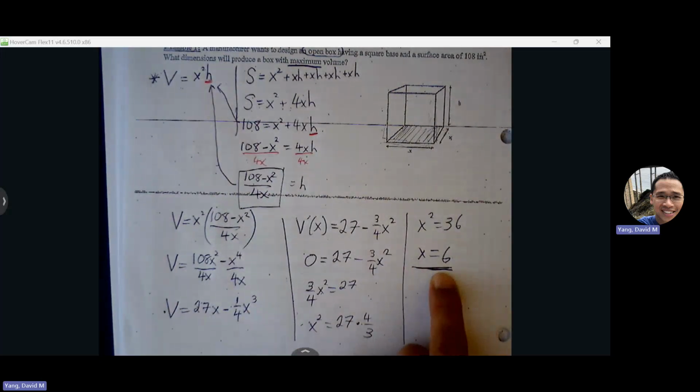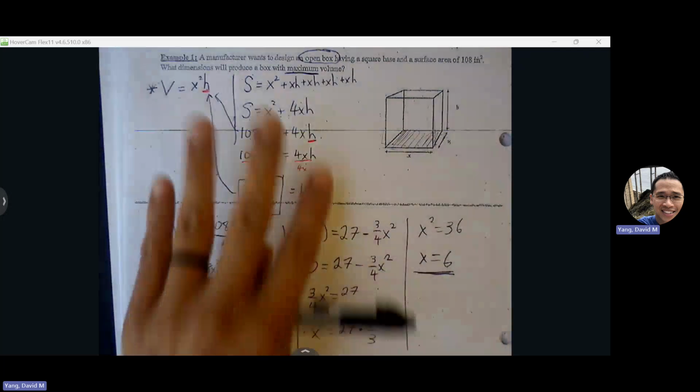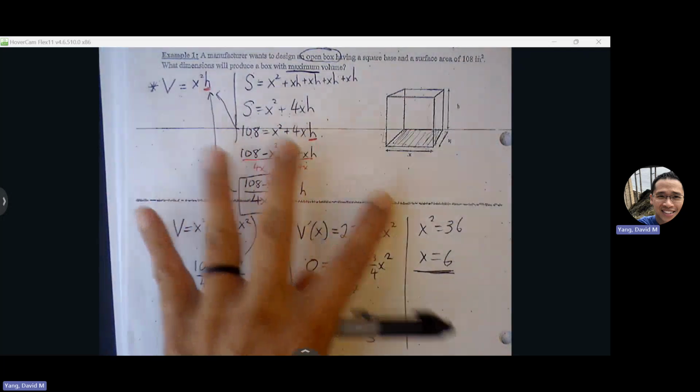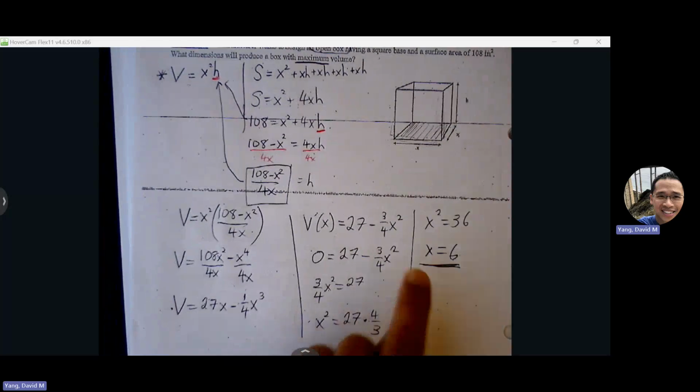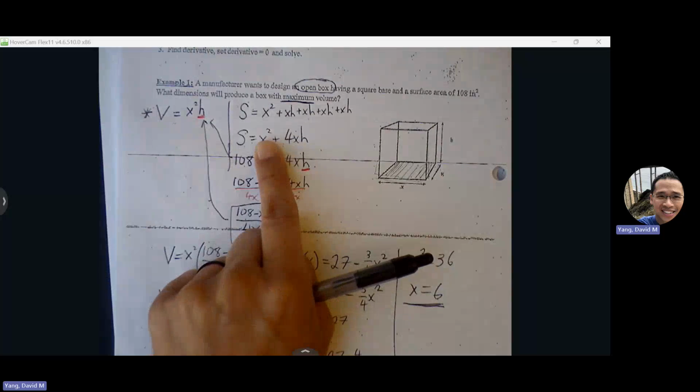Sometimes it's asking you for the maximum volume. Sometimes it's asking you about the dimensions. So whatever is needed, go back and read the problem. Everything that you need will be waiting for you to plug in. You're not going to create any new formula. You're just plugging in to find whatever the problem is asking for.